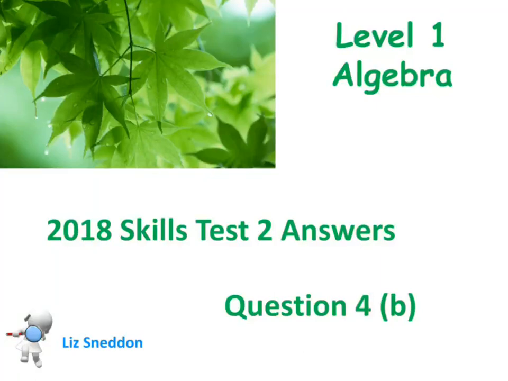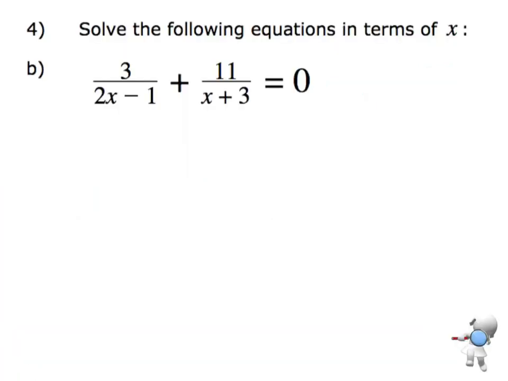Here's the answer for question 4b. So we want to solve this equation here. At the moment we've got a fraction plus a fraction equals 0. So I want to change things around, and there are 2 or 3 different strategies that I could use.